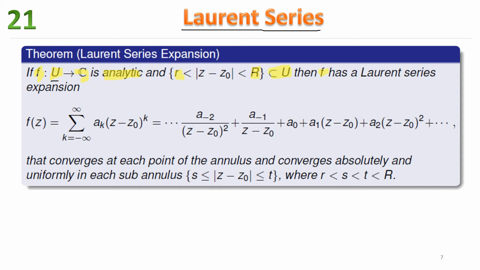Then f has a Laurent series, and the Laurent series can be expressed in a similar way to the Taylor series, except that it is a doubly infinite series, not starting with 0, rather starting from minus infinity to plus infinity: a_k into (z minus z0) to the power k. And when k is equal to 0, it will be a0.